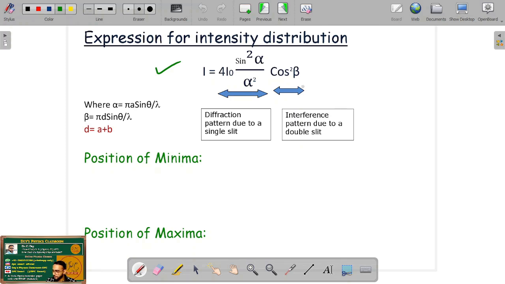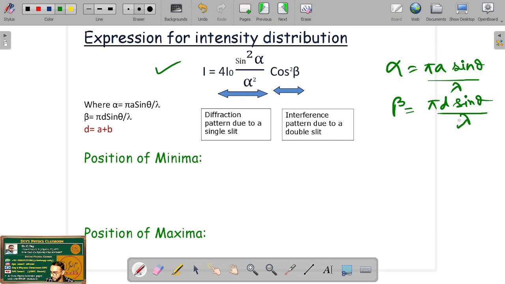I equals 4I naught sin square alpha by alpha square into cos square beta, where alpha is pi into a, the slit width, times sin theta, where theta is the diffraction angle, divided by lambda, the wavelength used, and beta is pi d sin theta by lambda, where d equals a plus b. So these are the three conditions.